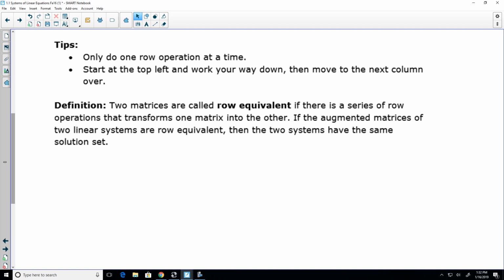Okay. 2 matrices are called row equivalent if there is a series of row operations that transforms one matrix to the other. So once you do one of these row operations, you change the matrix. 2 matrices are not equal unless they're the same size and they've got the exact same elements in the exact same places. Okay, they have to be exactly the same to be equal. When you change one with a row operation, if you use the row operations that we just talked about and you do it correctly, you don't make any mistakes, then those matrices are row equivalent. And if they're row equivalent, then their systems have the same solution sets.